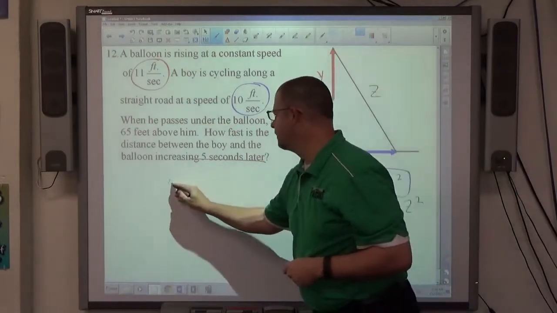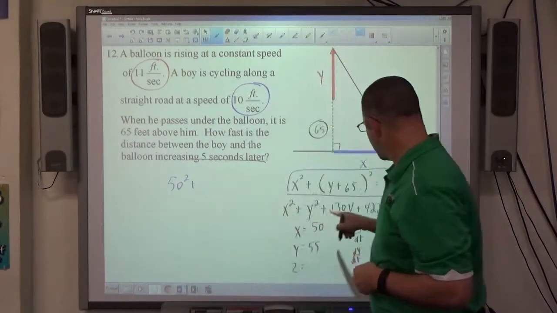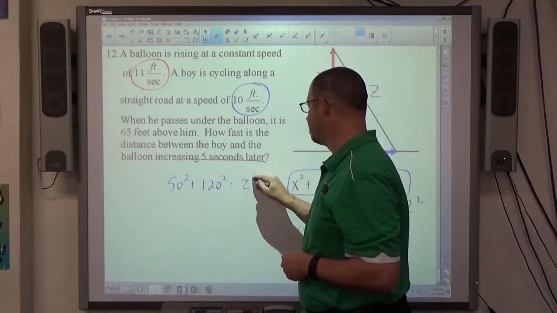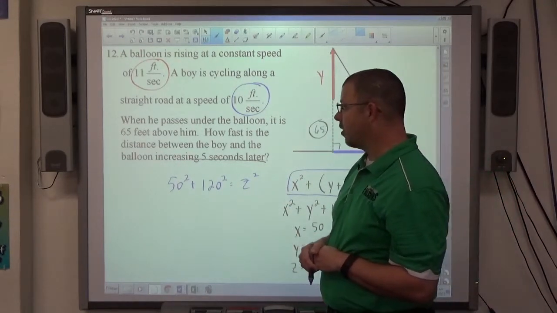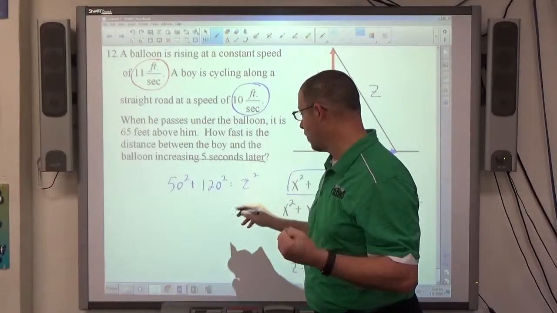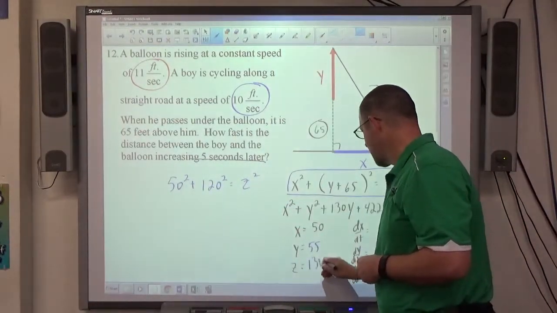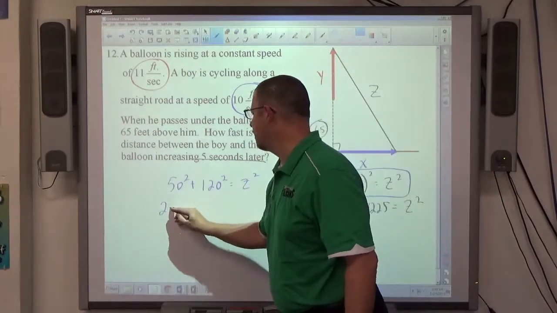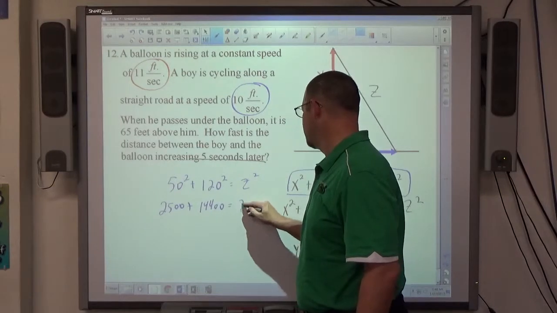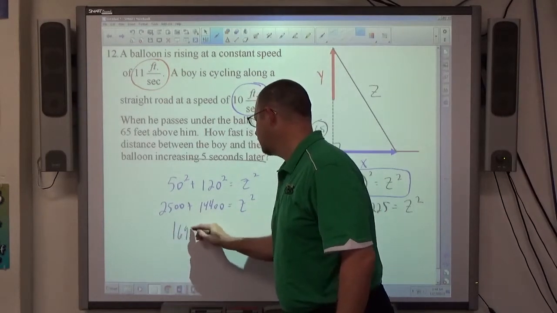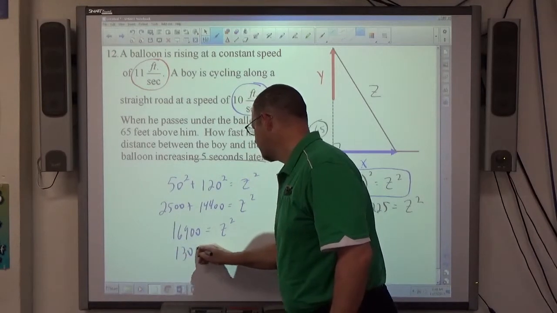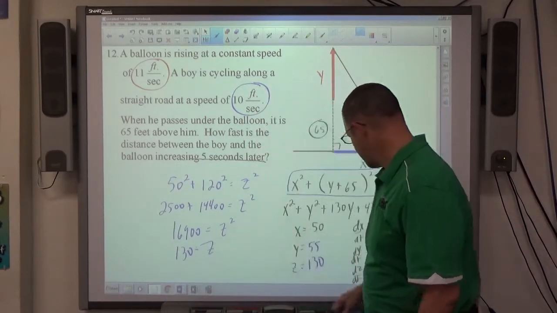50 squared plus 120 squared is equal to z squared. If you recall your Pythagorean triples, 5, 12, 13, so 50, 120, 130 works. If you can't remember that, 50 squared is 2,500, 12 squared is 144 with a couple extra zeros. That gets me 169, a couple zeros, which is, of course, 130. All right, so take your pick.